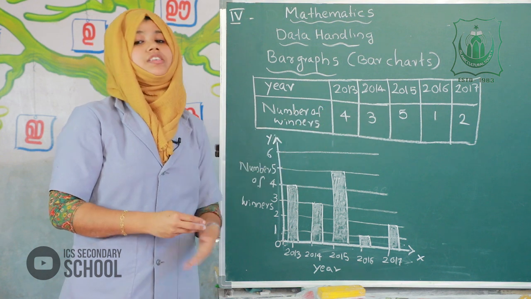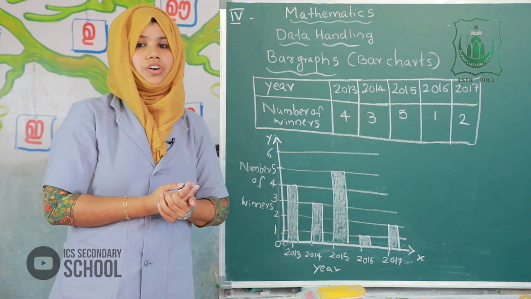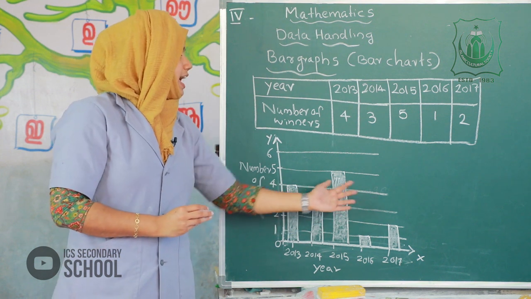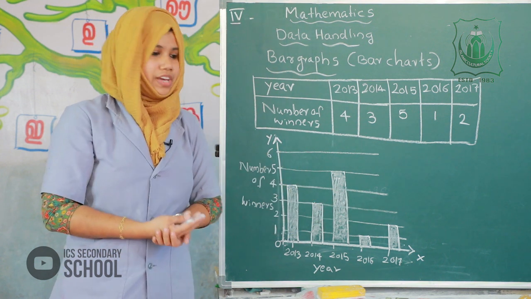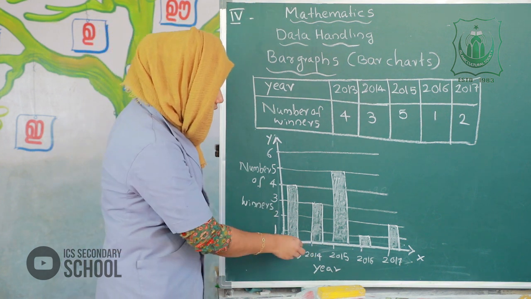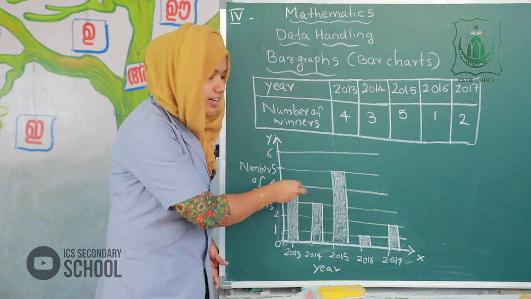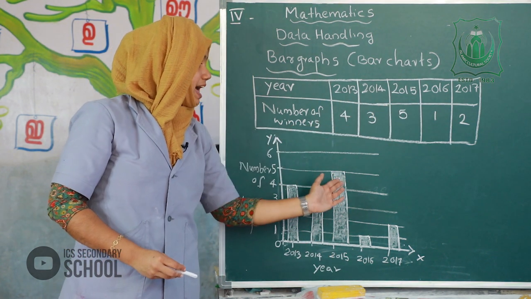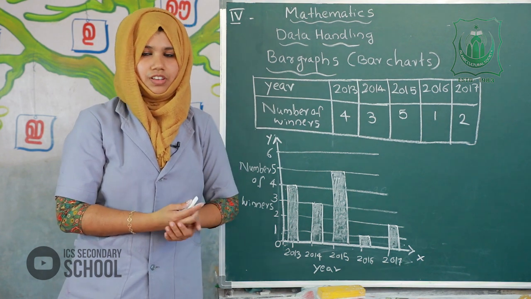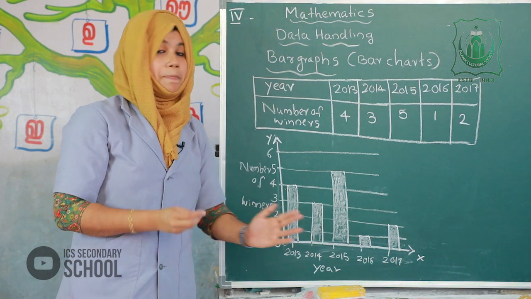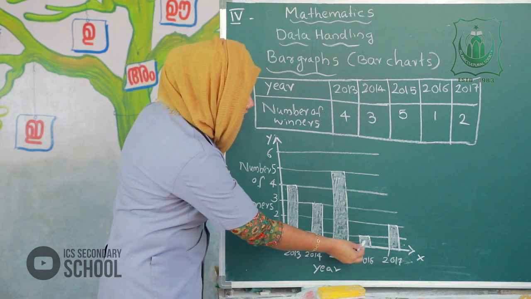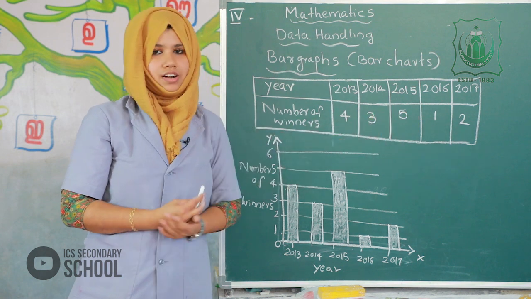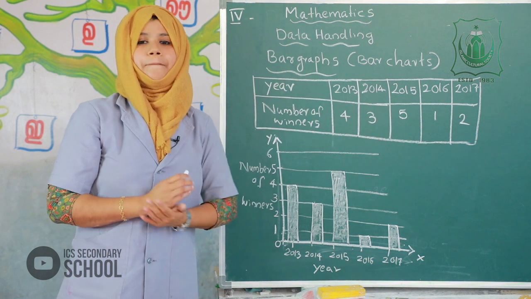So, bar graphs are used to represent data as rectangular bars. It also helps to compare the data. We can compare the data, like in 2013, 4 winners are there, but in 2015, 5 winners, and 2015 is the maximum winners. Do you get it? In 2015, maximum winners, and at least 2016 is the minimum, that means 1. Okay, so this is a bar graph.